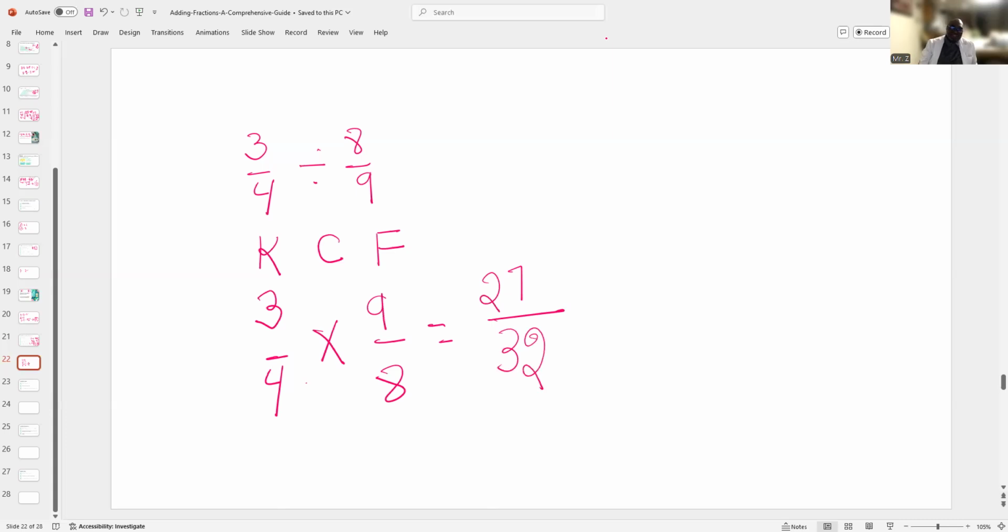What kind of fraction is this? This one here, dear friend, what kind of fraction is it? It's a proper fraction. If you cannot simplify that one, you leave it alone.